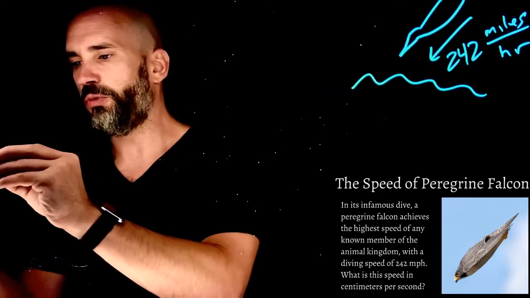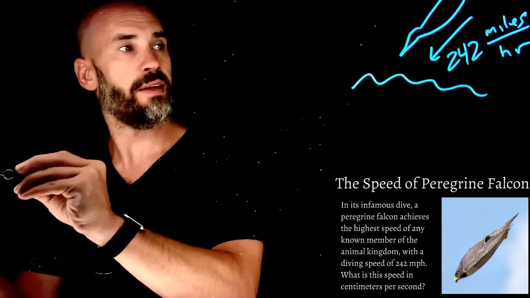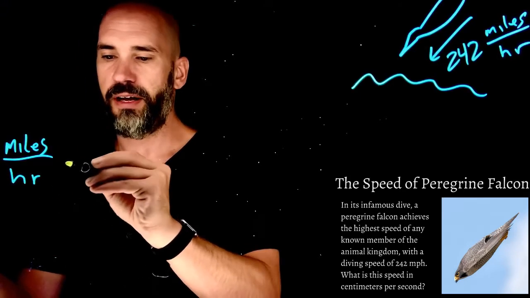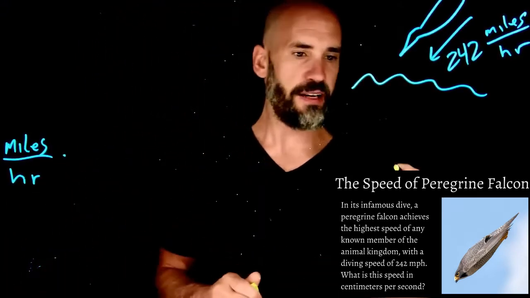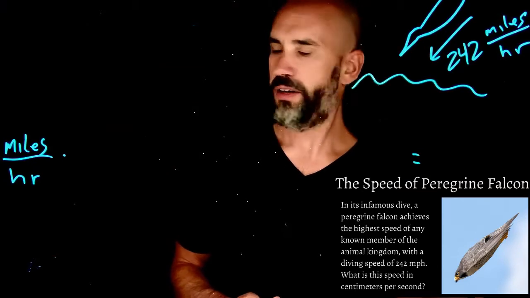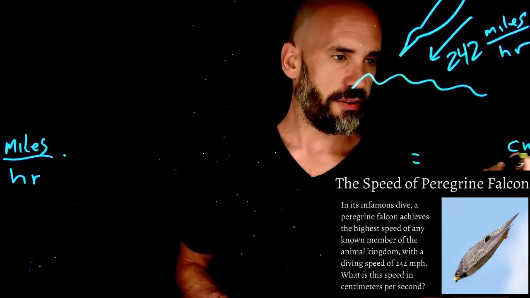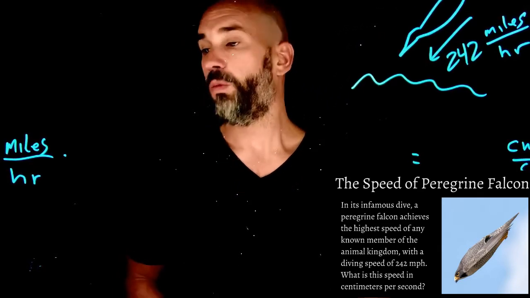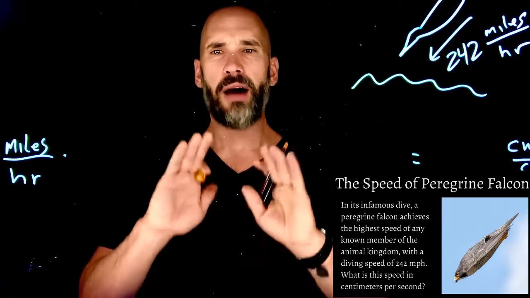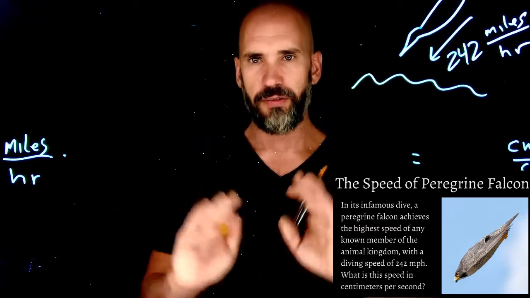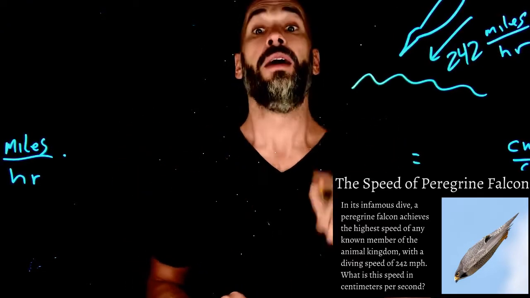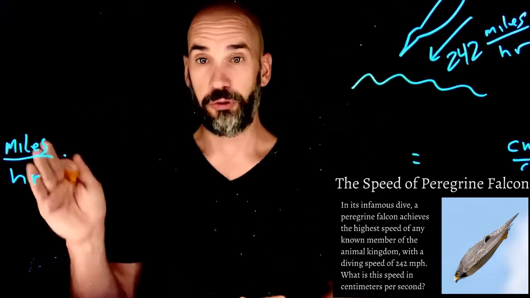So we do what we usually do. We start out with 242 miles in every hour, okay? We want to multiply by a conversion factor, and we want to get over here to centimeters per second, okay? So the question is, what do? Well, I encourage you maybe pause your video, try this on your own, and then start it back up again, and then we'll do it together.